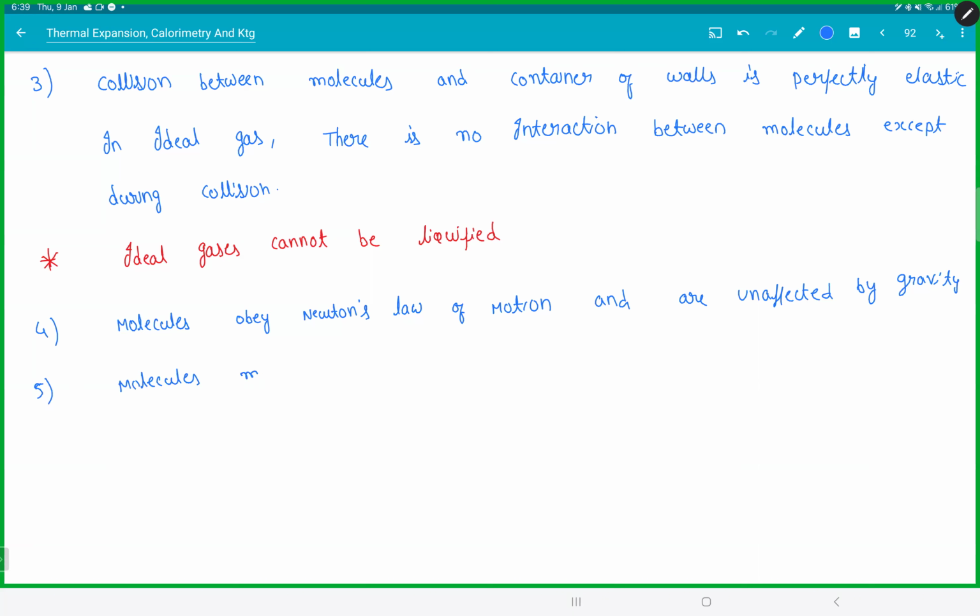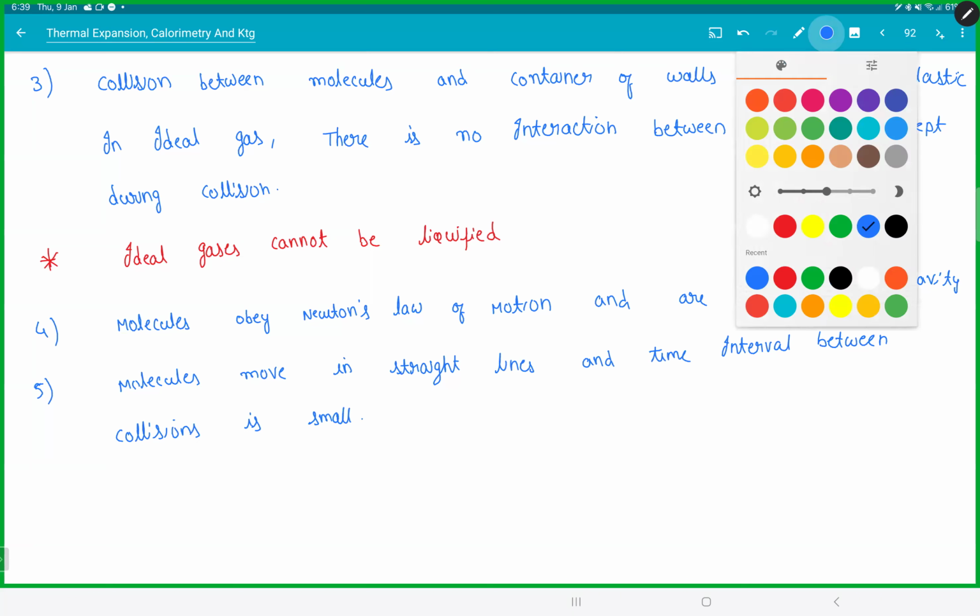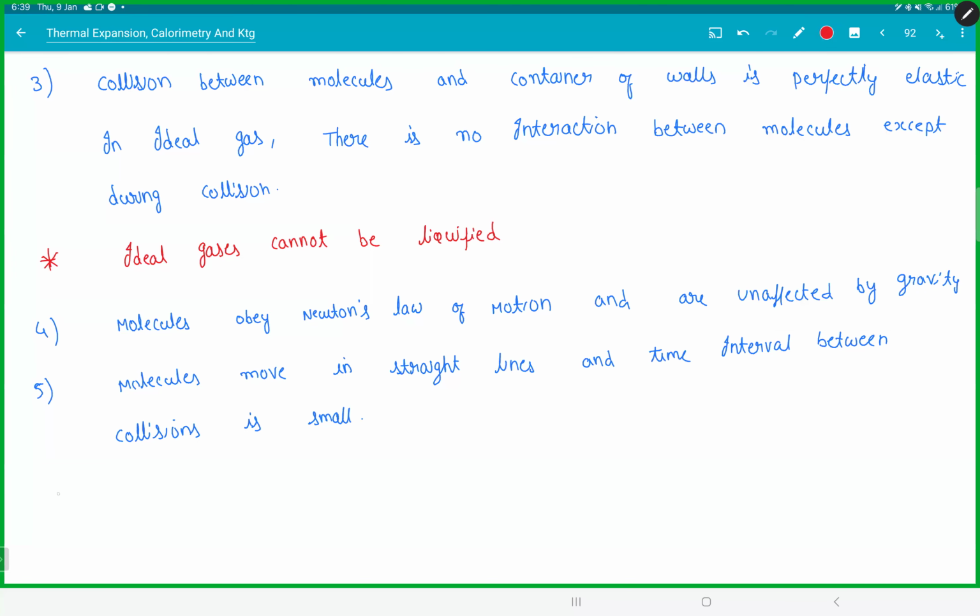These molecules move in straight lines until collision happens. Because of the collisions, they start going random. But if there are no collisions, they'll just keep going in a straight line without any interference. And the time interval between collisions is small. So these are the 5 things which are reasonable assumptions. So from here we get one more point.